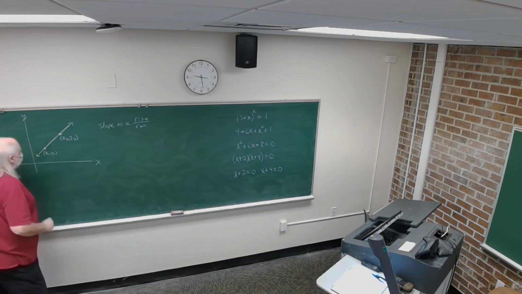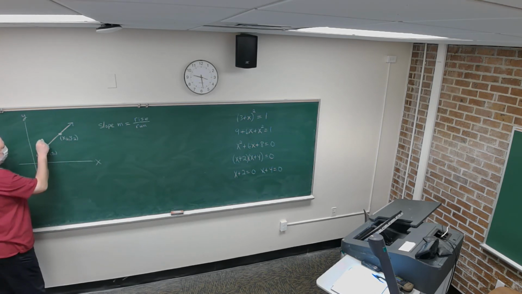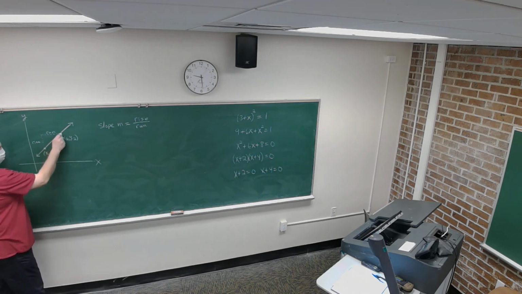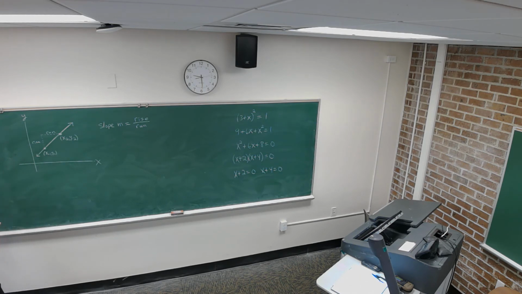The rise is how far you got to go vertically. Going from this point to this point, the rise is how far you go vertically. And then the run is how far you got to go horizontally to go from this point to this point. So to go up this many units, which is called the rise, and then we go over that many units, which is called the run. So rise over run gives us the steepness of the line, and we call that the slope.